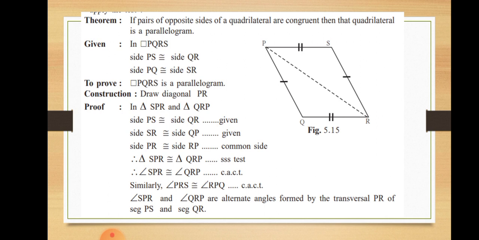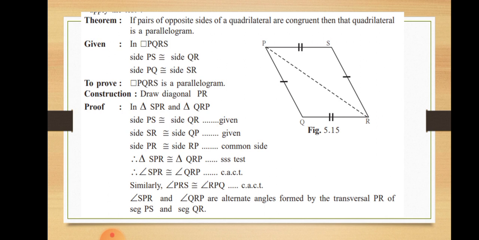So here we have drawn the diagram, that is the quadrilateral PQRS. In this quadrilateral PQRS, side PS is congruent with side QR and side PQ is congruent with side SR. And what do we have to show? We have to show that this is a parallelogram. So first we have to do the construction. For this construction we have constructed segment PR, joining point P and point R, and hence two triangles are formed. One triangle is triangle SPR and another triangle is triangle QPR.